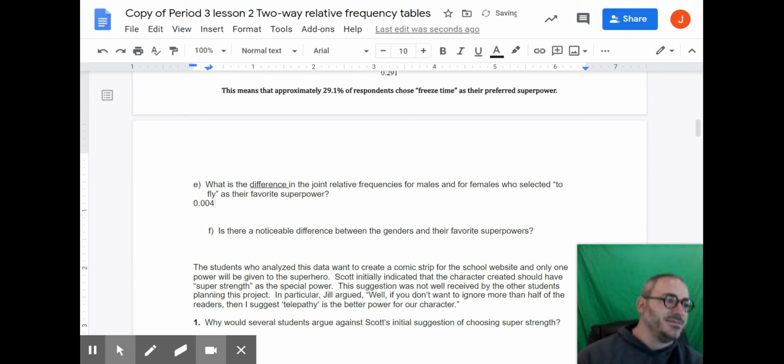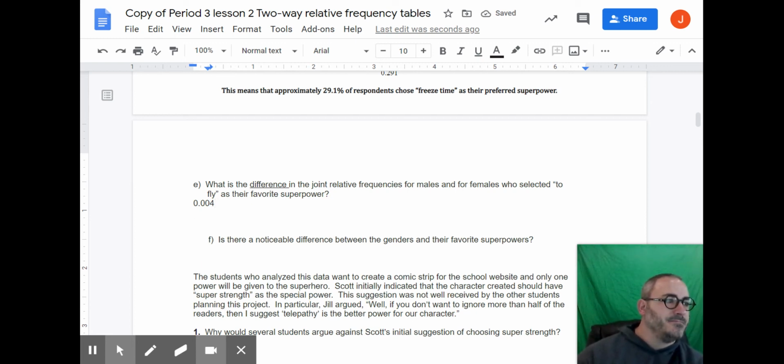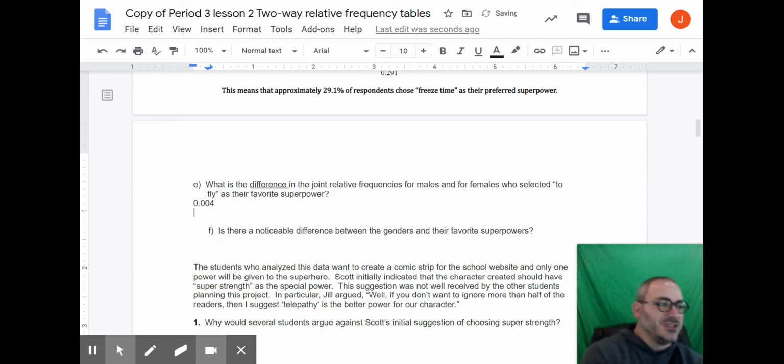How should we say this? It doesn't actually explain. So I guess we won't, right? I was going to say, do we have to interpret this? Do we have to analyze it? Nope. The question doesn't ask for any of that kind of stuff. It just says, what is the difference in the joint relative frequencies for males and females who selected fly as their superpower? So difference just means subtract. I had the two numbers, I subtracted them.